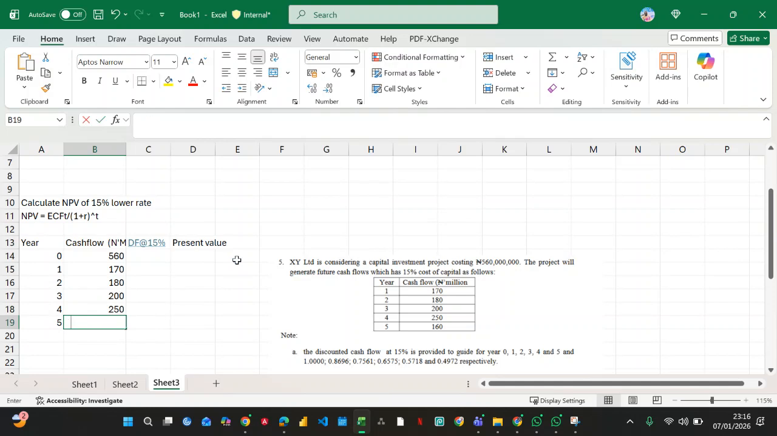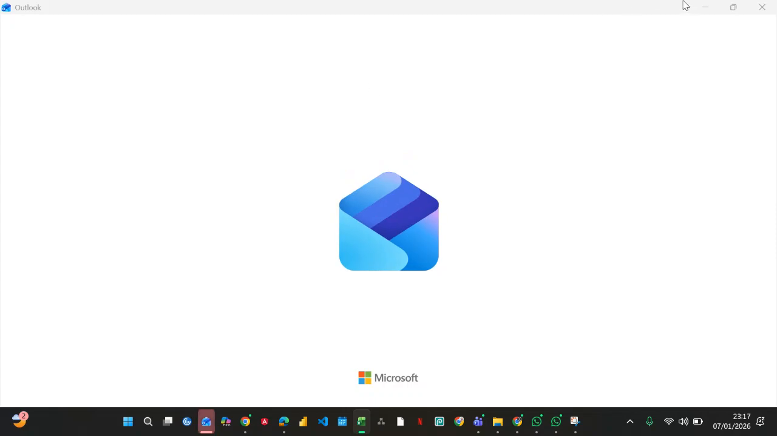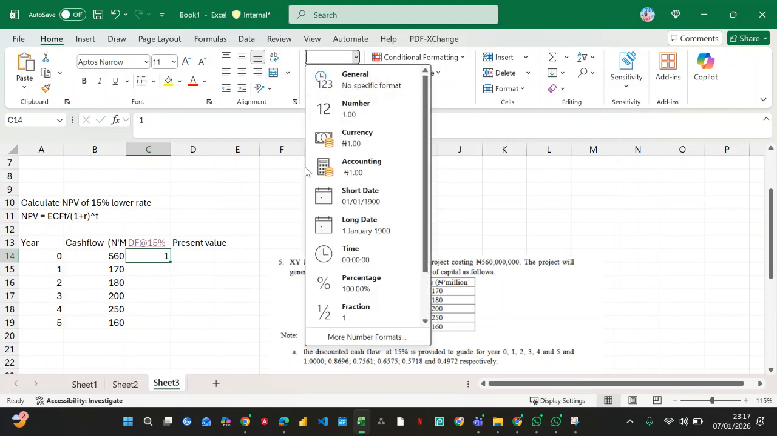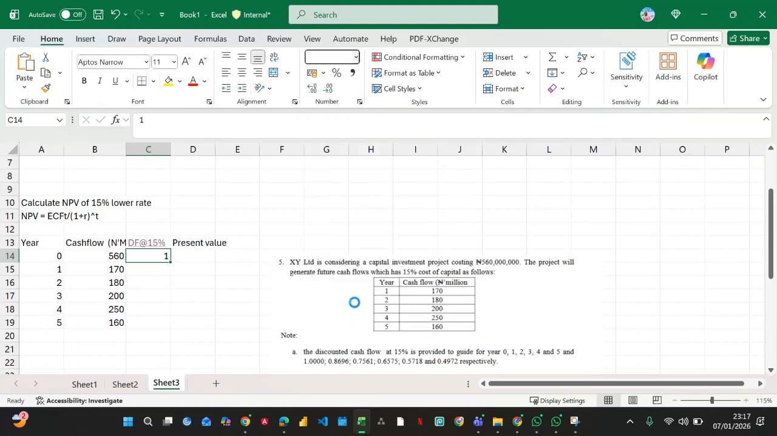180, 200, and then 250 million, and then we have 160 million. So now we have the discounted factor here at 15%. What did they give us? The first year they give us 1.00. That's already one.